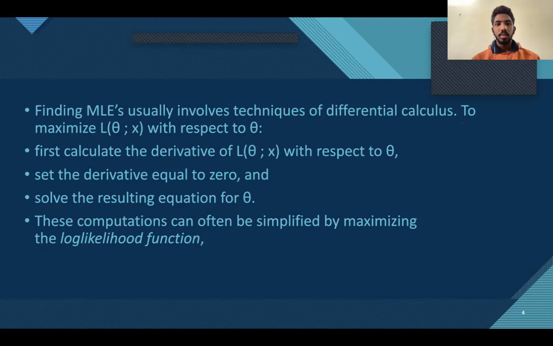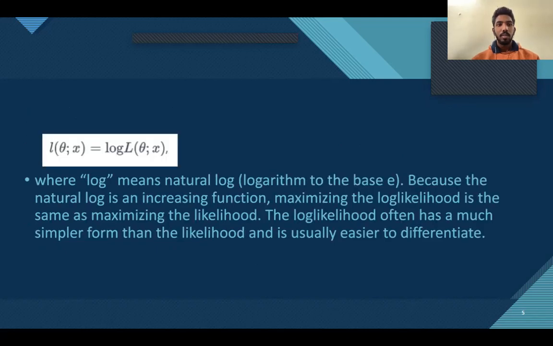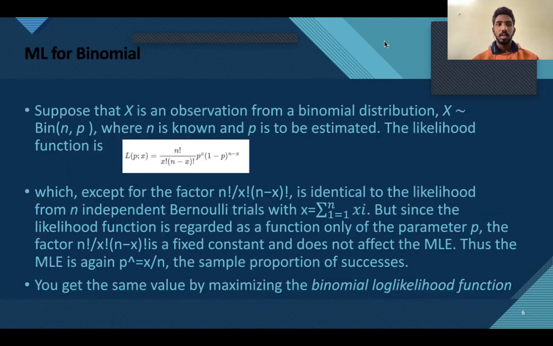These computations can often be simplified by maximizing the log likelihood function, where log means natural logarithm to the base e, because the natural log is an increasing function. Maximizing the log likelihood is the same as maximizing the likelihood. The log likelihood often has a much simpler form than the likelihood and is usually easier to differentiate.